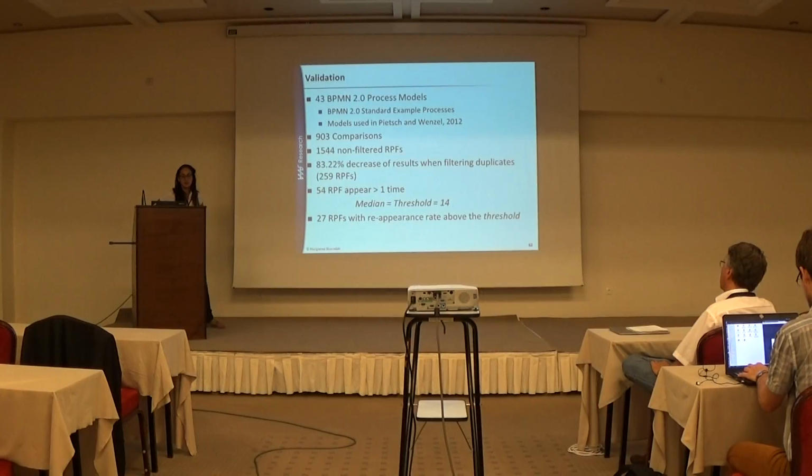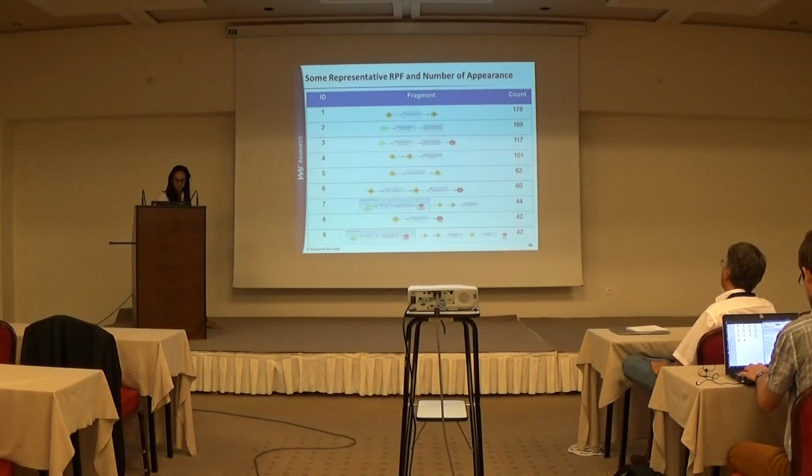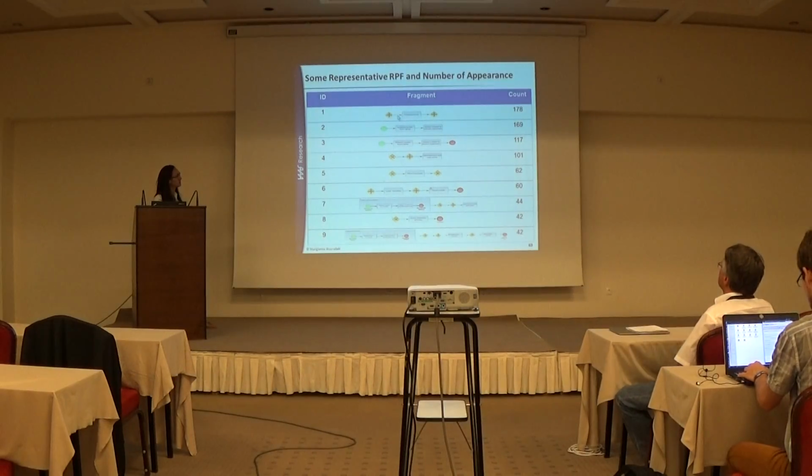The median helps us to define in the set which fragments are the most representative. 27 relevant process fragments remain above the threshold. For simplicity reasons, I only included 9 of these fragments. These are the most occurring fragments. As you can see here, for example, this one was found 178 times. This counter means in how many comparisons this fragment occurred.